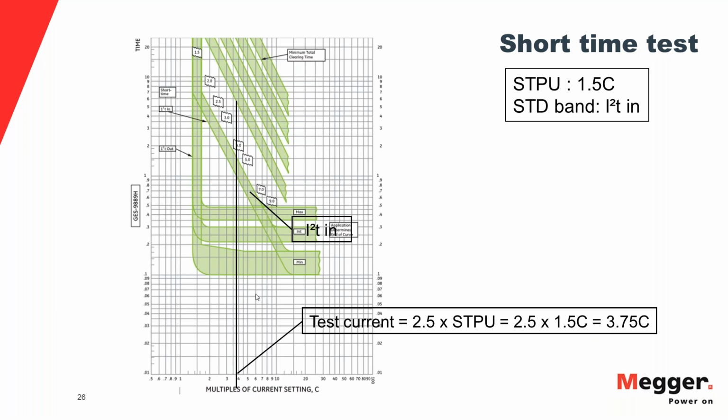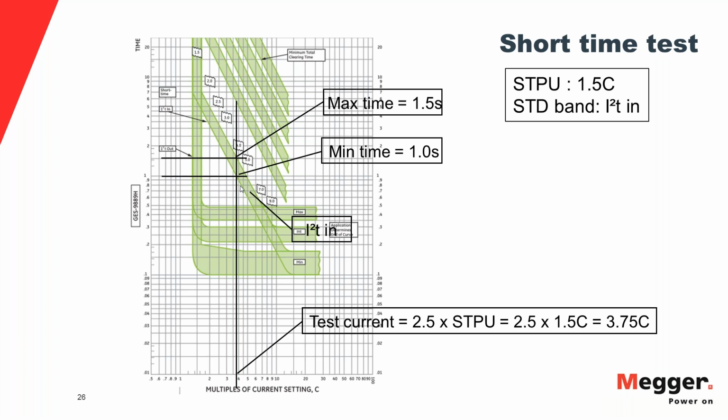So you will draw a vertical line intersecting the horizontal axis at 3.75 C here, and the 2 points on the I square T in band where the vertical line intersects are the trip time limits for that particular test. So the maximum time in this case will be 1.5 seconds. The minimum time will be 1.0 seconds.